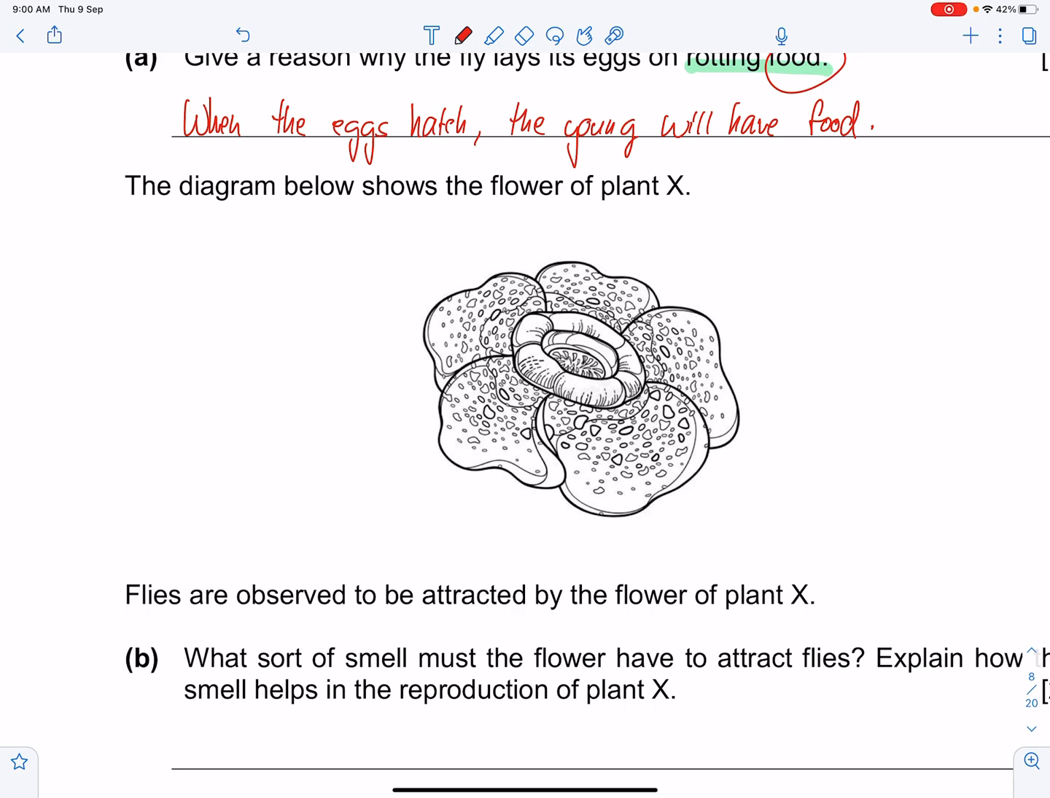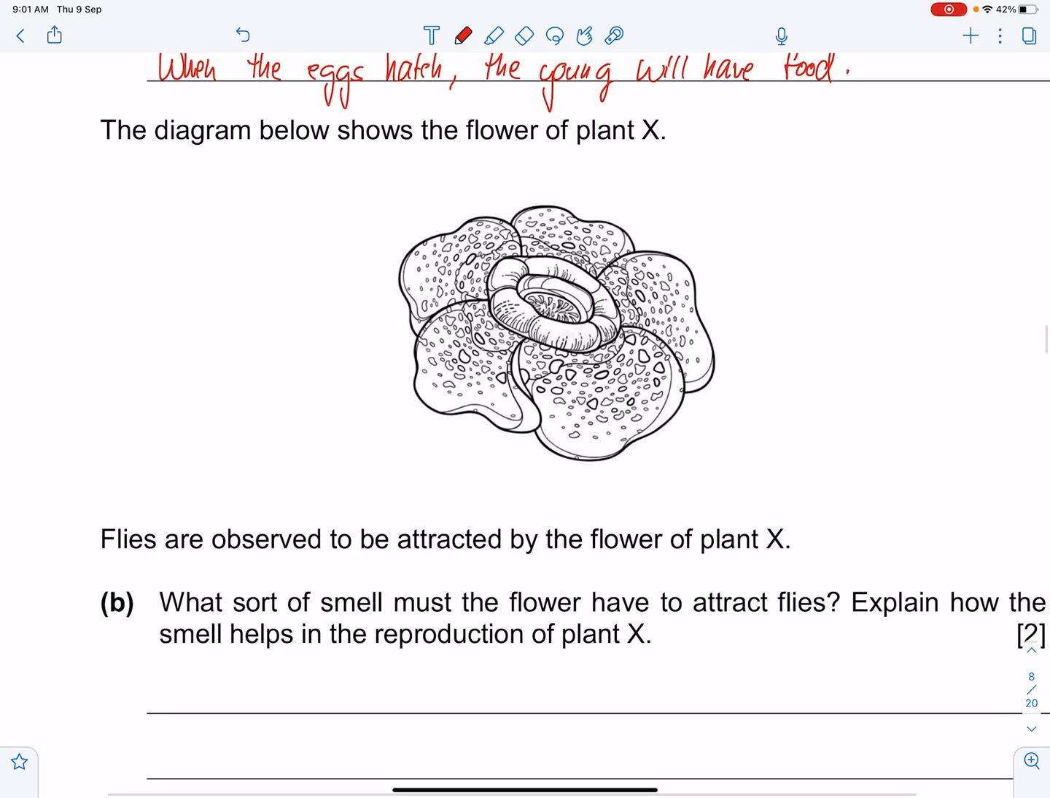So the key idea of this is that it's got a really strong, pungent, decaying smell. This is also known as the dead man's flower or the corpse flower because it's really smelly. Okay, now even if you don't know that, good if you know. If you don't know, you're just going to have to infer from the question.